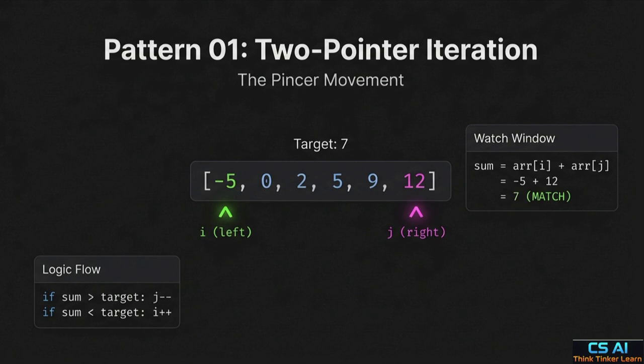This pincer movement reduces the search space efficiently and is a staple for solving problems related to sum pairs and even reversing data in place. Mastering two-pointer iteration is the first step in moving from brute force solutions to optimized algorithmic thinking that leverages the sorted nature of data.